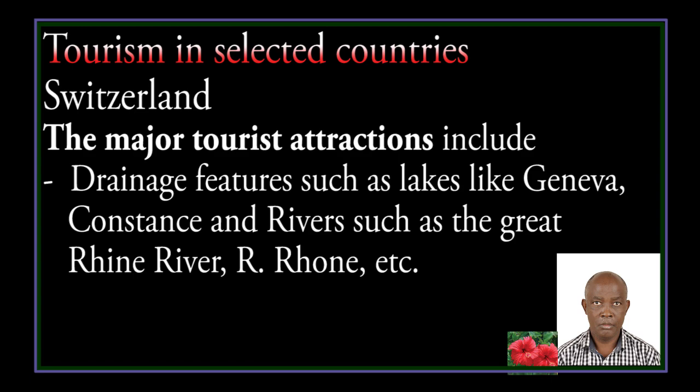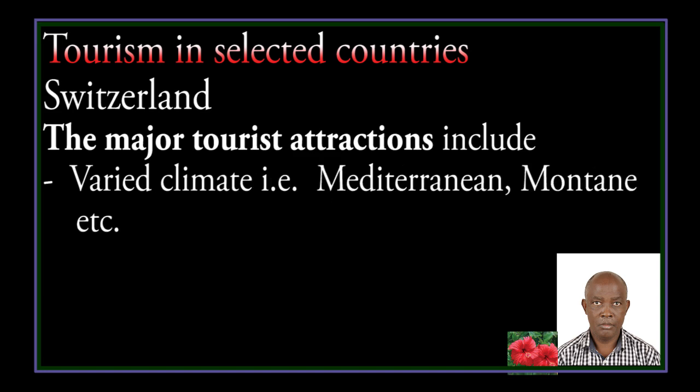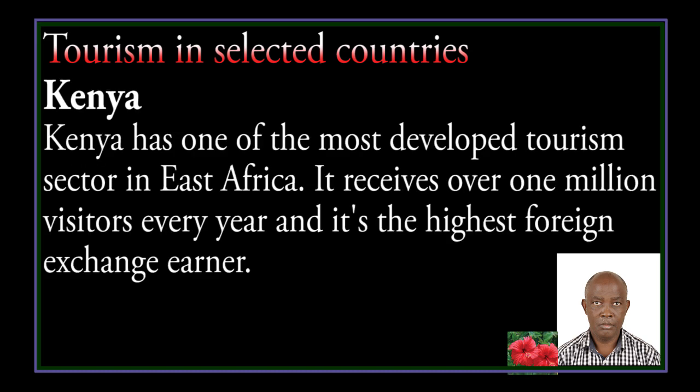River, and so on. Vegetation comprising of alpine vegetation, varied climate such as Mediterranean, mountain, and so on. Diverse cultures such as English, German, French, and Italian. Kenya has one of the most developed tourist sectors in East Africa. It receives over 1 million visitors every year. It is the highest foreign exchange earner.